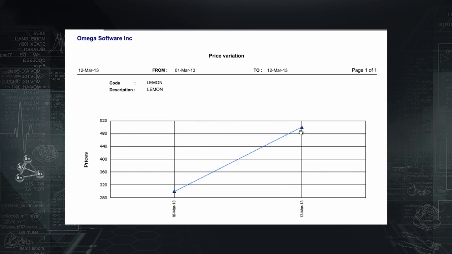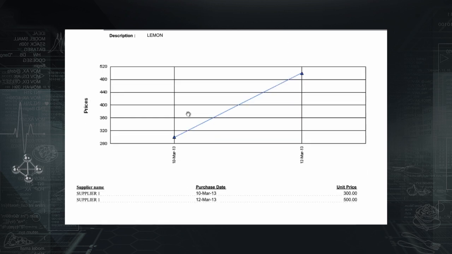This example illustrates the price variation, showing the item's price variation according to the made purchase operations. The prices are represented in a chart. It is possible to view as well the item's price at each purchase operation. This report is useful to control the prices and conclude whether the supplier's prices are reasonable or not.